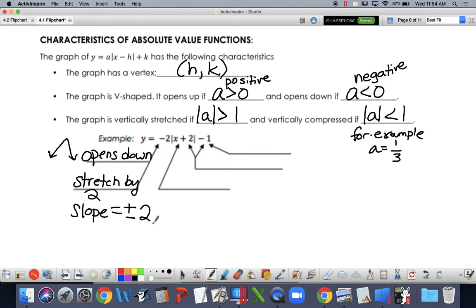Right here, the +2 tells you how I've translated the graph from my parent function of just y equals the absolute value of x. Have I gone right or left? Remember, it's the opposite of what you think. So a +2 sends you to the left. This -1 tacked on the end tells you that you translated down 1.